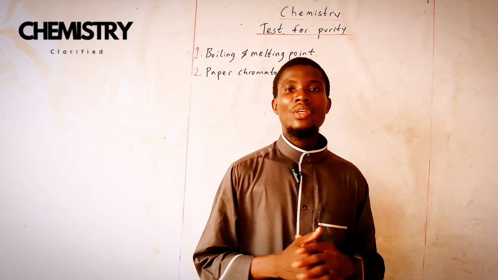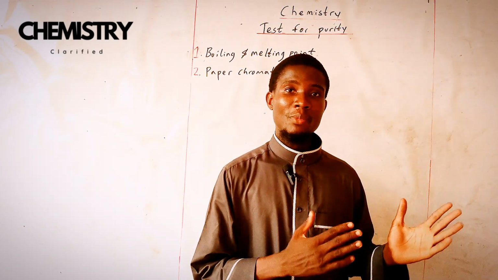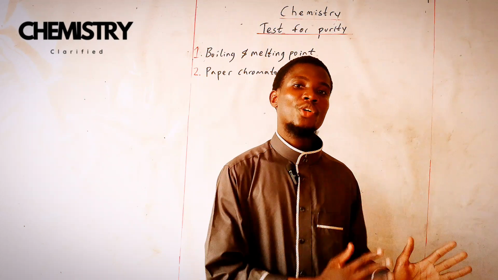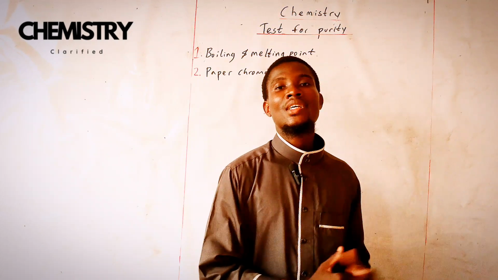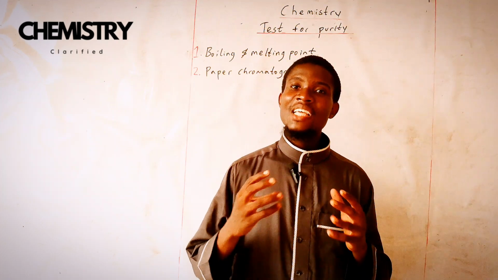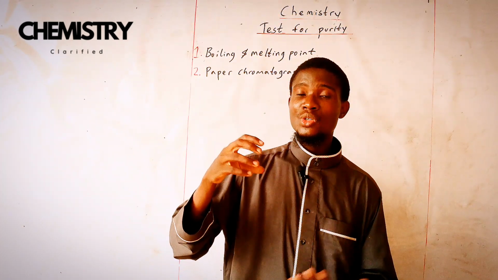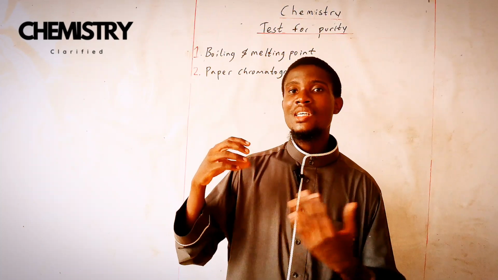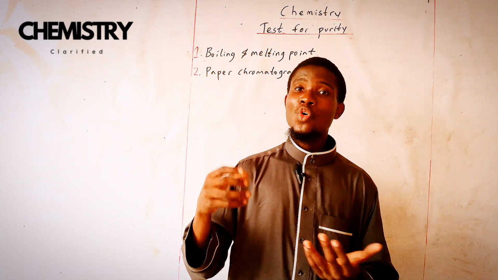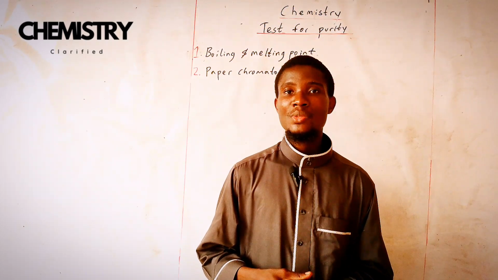Now, if it is a solid, how can we test for the impurity? We can use the melting point. We know that the melting point of water, again, which is ice, is 0 degrees Celsius. So if the ice should melt below 0 degrees Celsius, then we know that the ice is impure. Why? Because impurities lower the melting point of a particular substance.